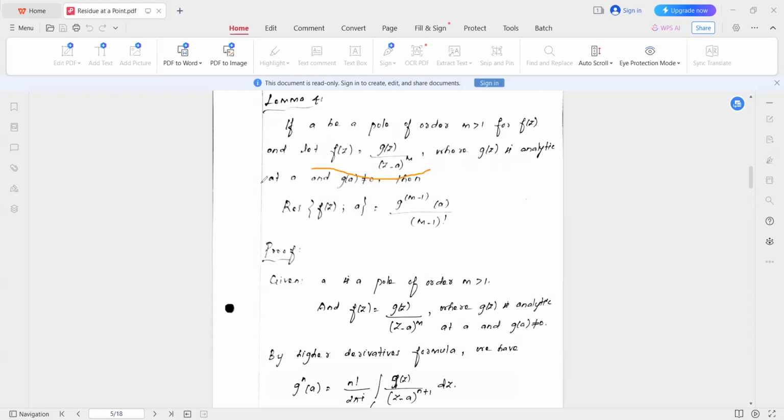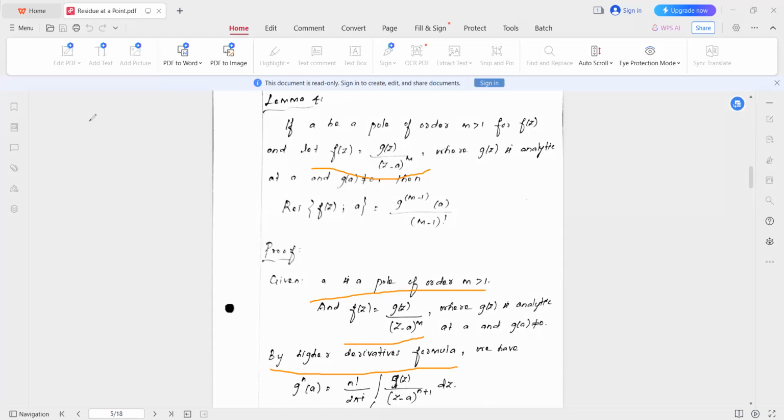So let us prove this formula together. What is given? A is a pole of order greater than 1, and f of z is equal to g of z by z minus a the whole power m, where g of z is analytic at a and g of a is not equal to 0. So this is a higher derivatives formula.